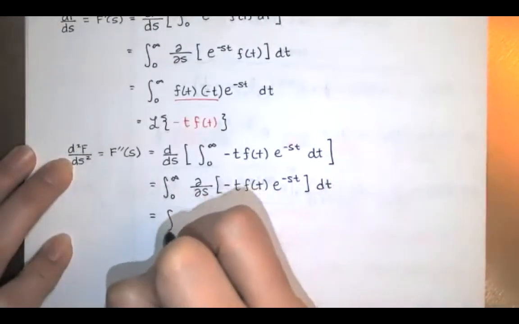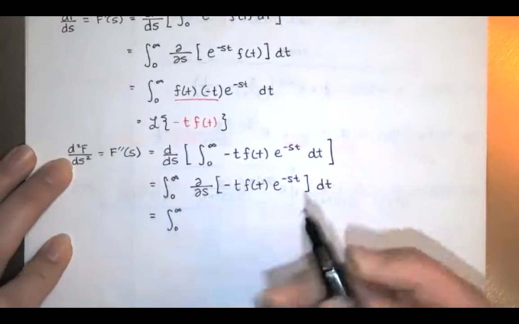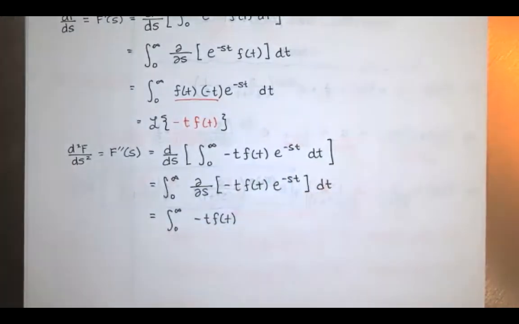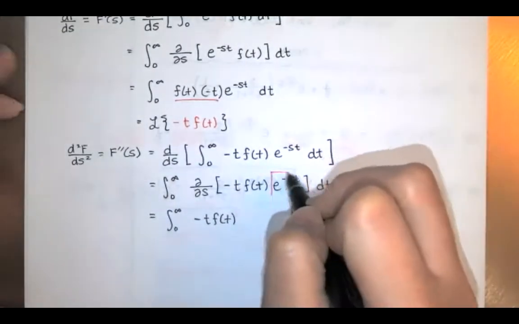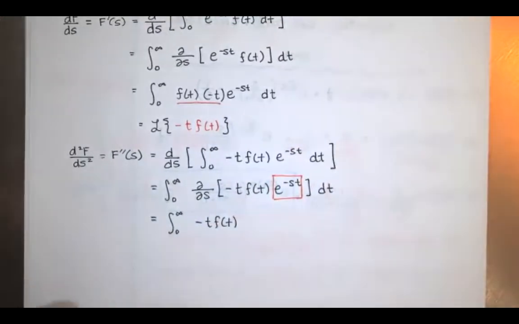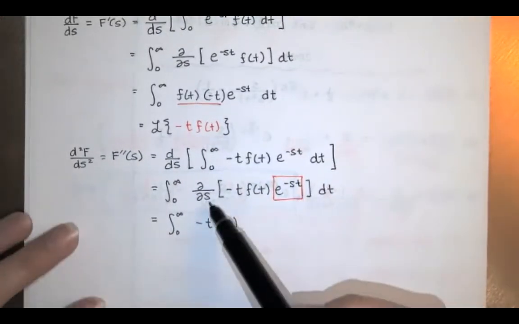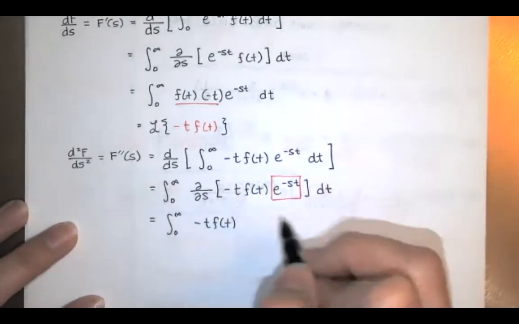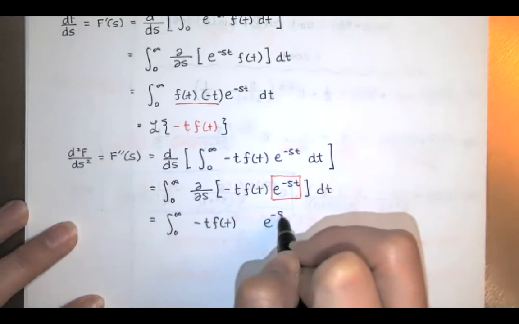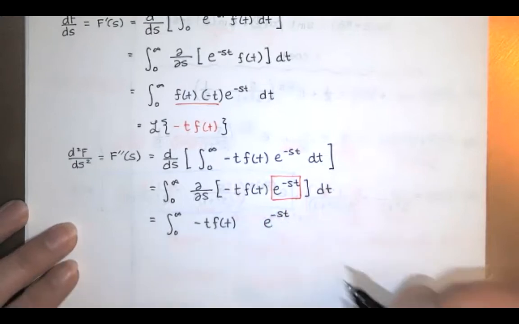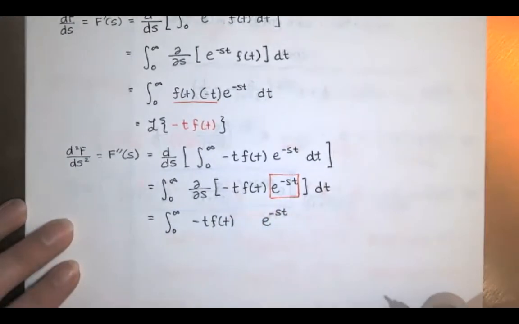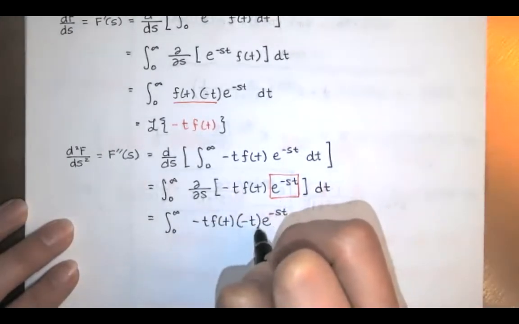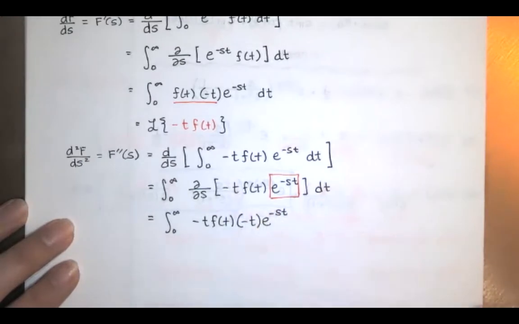Well, in that case, this negative t times f of t is a constant, and we're differentiating this again with respect to s. Well, the derivative of e to some power, if that power involves the variable that we're differentiating with respect to, is e to that power times the derivative of the inside with respect to s, treating t as a constant. So remember, that's how we take partial derivatives. Well, that just ends up resulting in multiplication by another negative t.